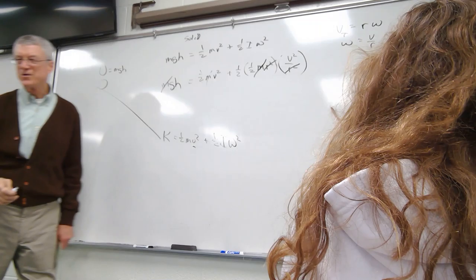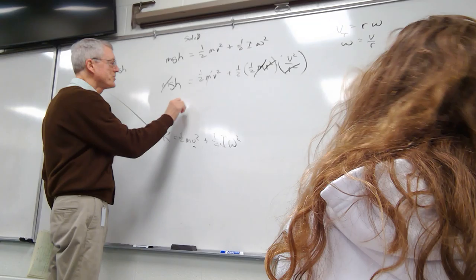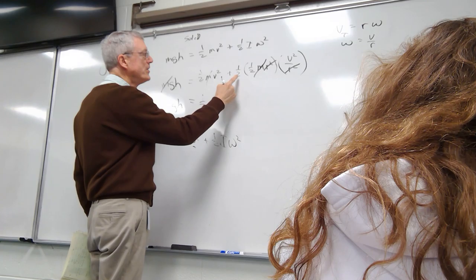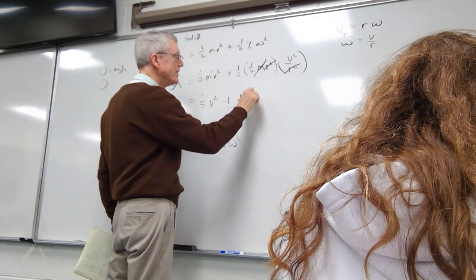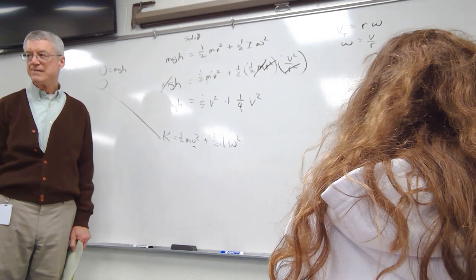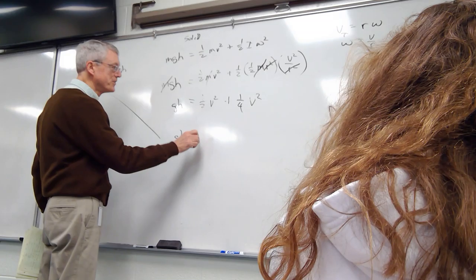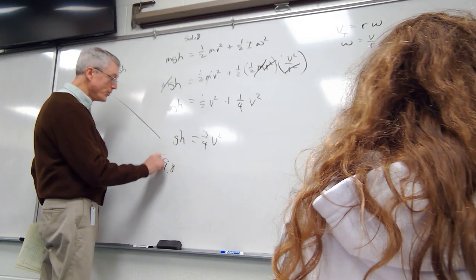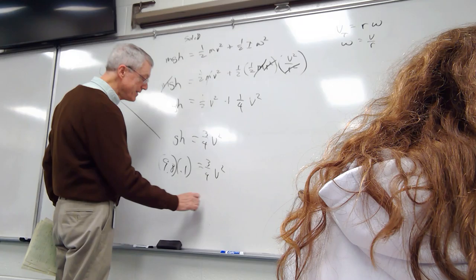So what's left? gh is equal to 1/2 v squared plus 1/2 times 1/2, which is 1/4 v squared. What's 1/2 plus 1/4? It's 3/4. So I have gh on the left, and on the right 3/4 v squared. We said that h was 0.1 yesterday, so on the left I've got 9.8 times 0.1, and that's equal to 3/4 v squared. I can get V from that, can't I? What does V come out to be?